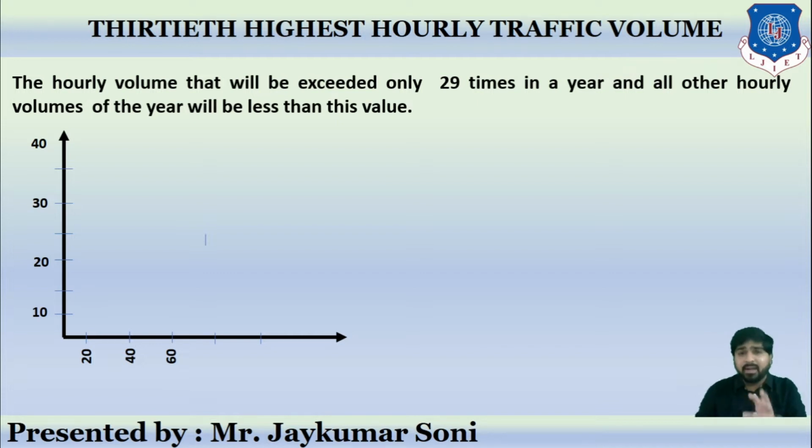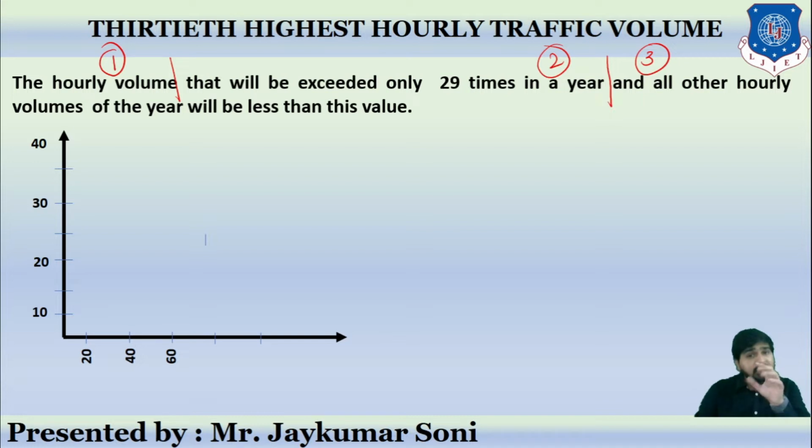We can separate this definition into two or three important parts. First is the hourly volume. That will be exceeded only 29 times in a year, that is the second part. And then all the other hourly volumes will be less than this value. So that kind of value is called the 30th highest hourly traffic volume.